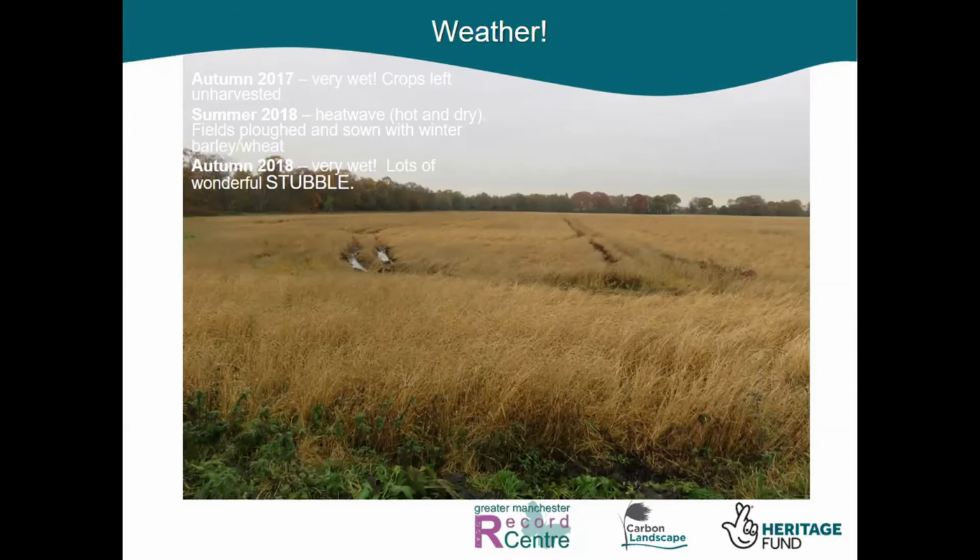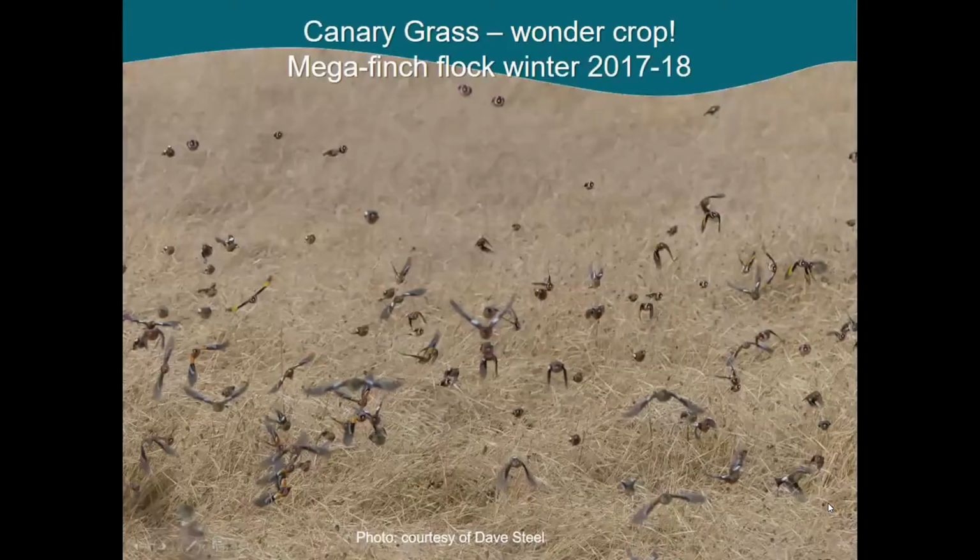But then things turned around again. Autumn 2018 was very wet, and as a result, the farmers were able to harvest the crop, but they had to leave the stubble because the fields were too wet to plough up the stubble and plant the autumn crops. So again, that was good news for the birds.